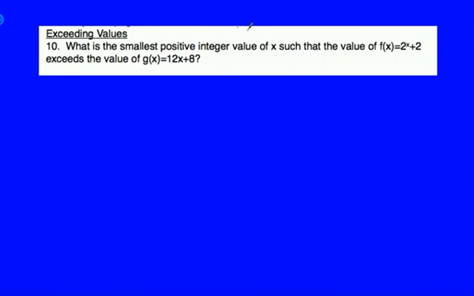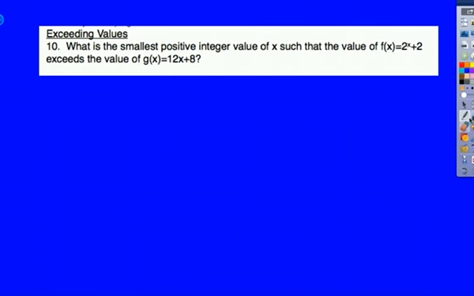So what I'm going to do for this is pick a value for x to plug in for x in f of x and in g of x, and try to see which number I would have to plug in to make f of x be bigger than g of x. So let's pick a number like 4. If we pick 4 and we see that f of x is already exceeding g of x, then we know we need to go down in our x value. If we see that it's not quite there, then we know we need to go up. So let's start with 4.